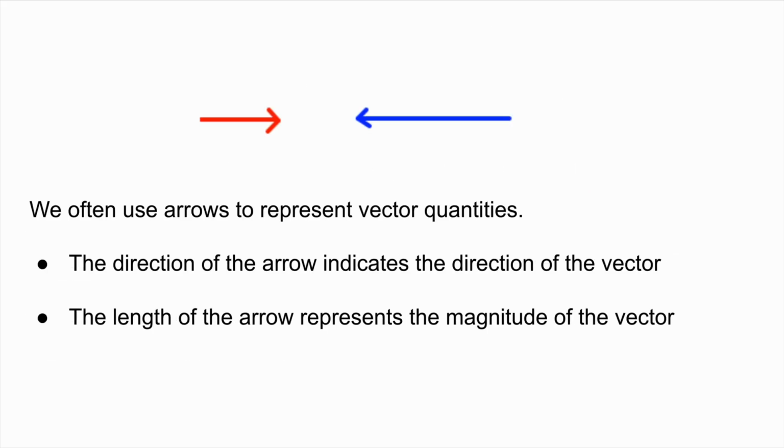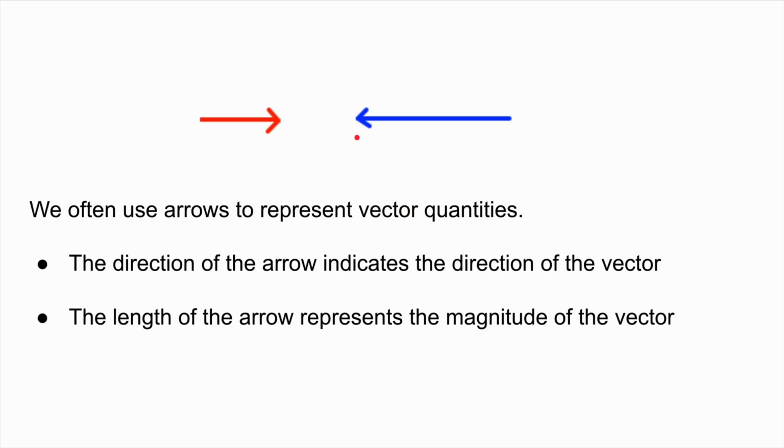Now, we often use arrows to represent vector quantities. It's something you've got to get used to. It works like this. The direction of the arrow indicates the direction of the vector. But the length of the arrow, and you've got to be consistent with this on the AP test, indicates the magnitude of the vector.